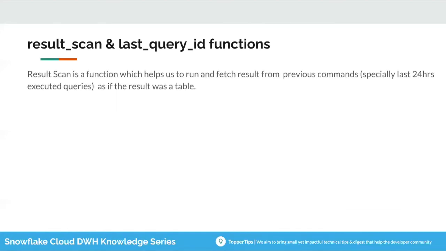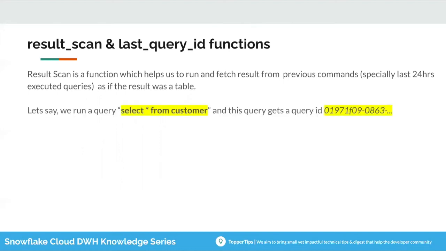Result scan is a function which helps us to run and fetch result from the previous command within the session, especially last 24-hour executed query, as if the result was a table. Let's say you ran a query, select star from a customer, and you get a query ID 0197... You can access this result of the past query by following way.